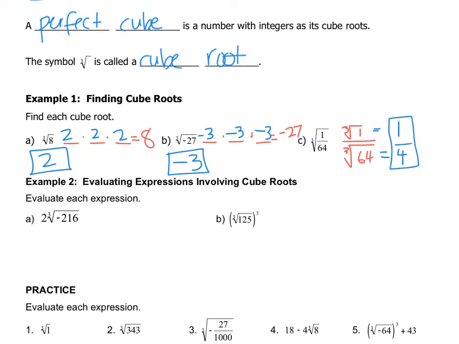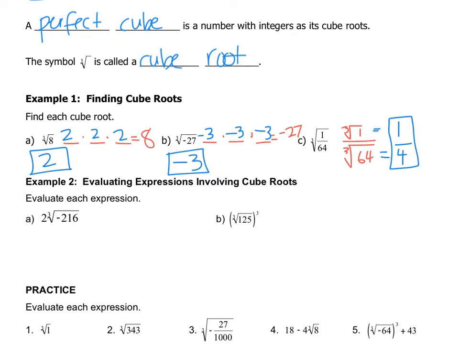There is a cube root button on your calculator. It makes the math really quick. It's very similar to how you use the square root button. So take a moment to look around your calculator to see if you have the cube root key. It makes life a lot easier.